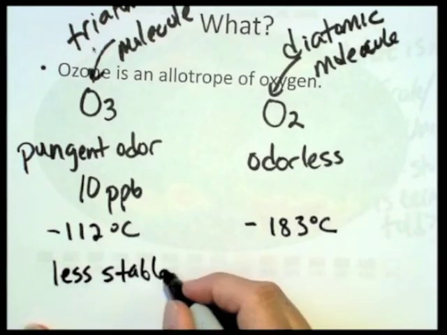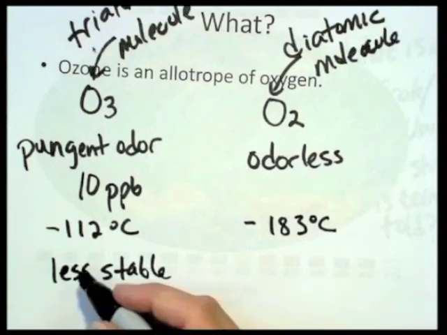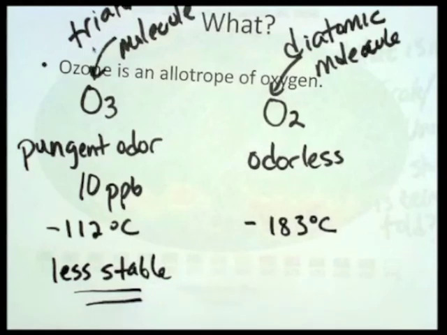It will react with carbon faster than oxygen. To get oxygen reacting with carbon, you have to add a lot of heat, to start burning oxygen, but ozone will react at room temperature with carbon compounds and other compounds as well. So it's less stable, so that means it reacts quicker and at lower temperatures with other molecules. All right, so that's what ozone is.